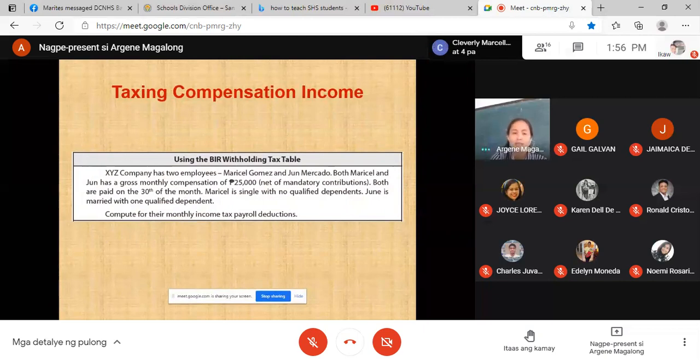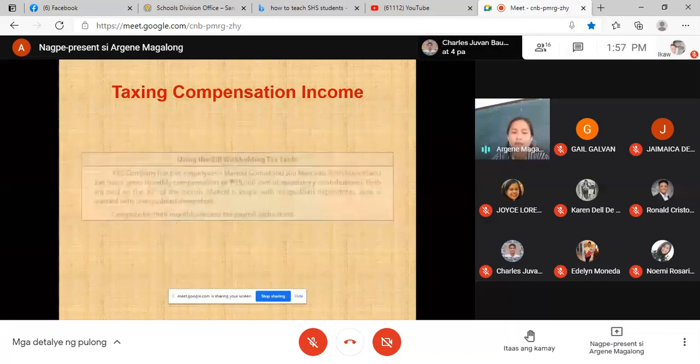Okay. So XYZ company has two employees, si Maricel Gomez and June Mercado. So both Maricel and June has a gross monthly compensation of 25,000 net of mandatory contributions. So pareho silang binabayaran on a monthly basis on the 30th of the month. So si Maricel is single with no qualified dependents, while June is married with one qualified dependent. So how do we compute for the monthly income tax payroll deductions?